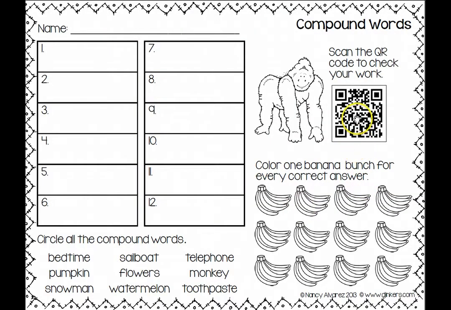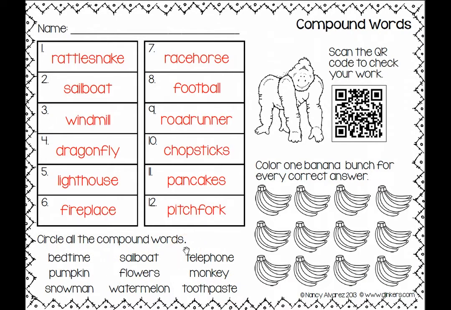Again, it has the feature where they can scan the QR code and check their work, and then they can color in a bunch of bananas for each one they got correct. Down here I just put a couple more words for them to practice. And this is what the answer recording sheet will look like once they scan it.